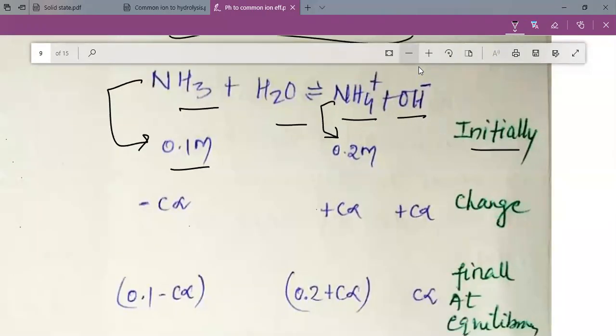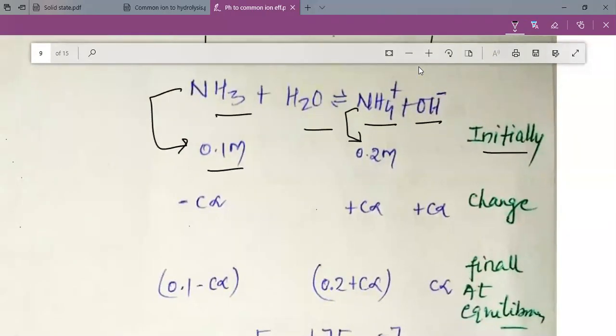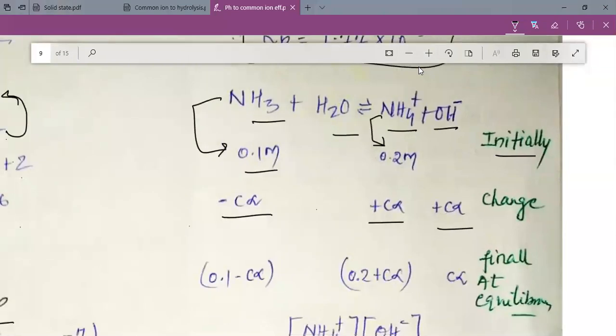So if we look into the change, my dear students, we would come to know that the change for the reactant is minus C alpha. For the product, the change is plus C alpha. So for the reactant, we can write 0.1 minus C alpha. And for the product NH4 plus, we will write 0.2 plus C alpha. But for OH minus, we can write simply C alpha because there was no initial concentration of OH minus available.